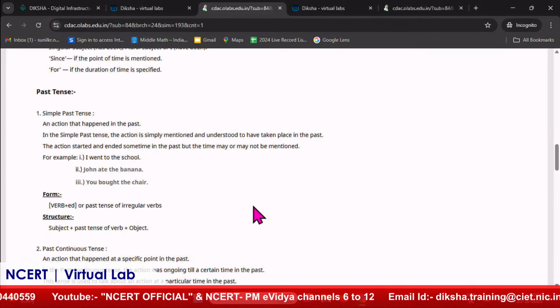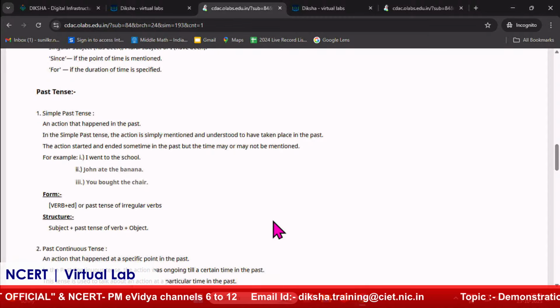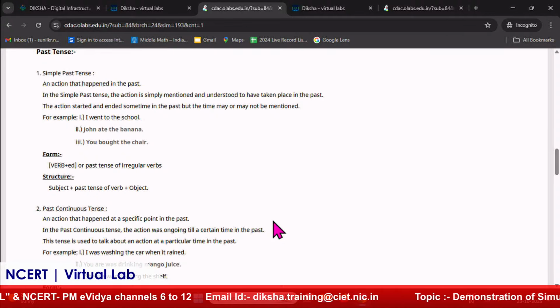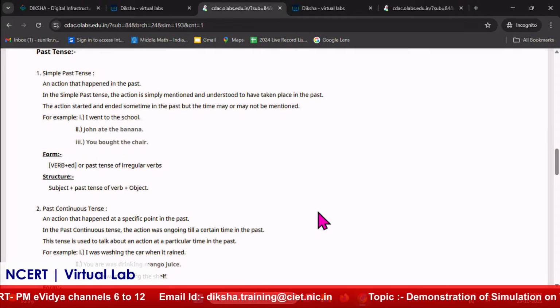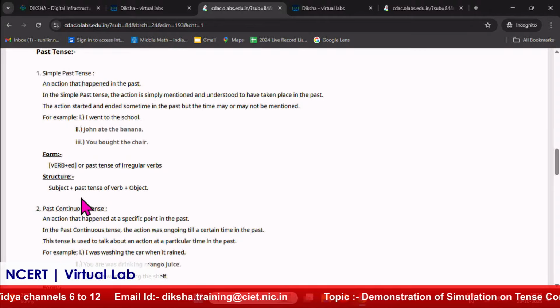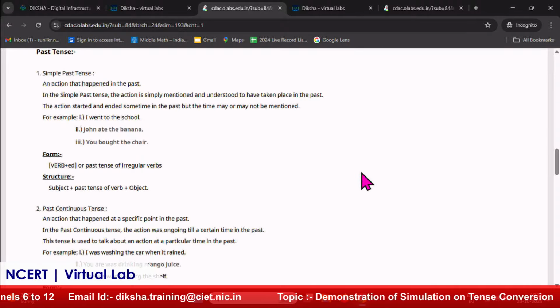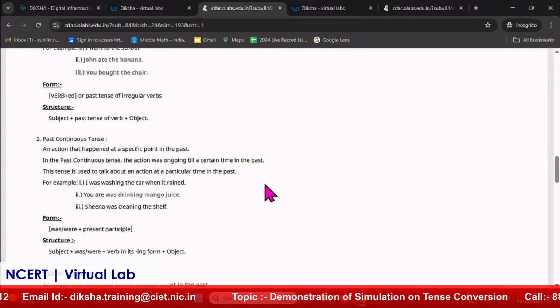John ate the banana, you bought the chair. These activities started and finished in the past. So the structure will be subject plus past tense of the verb plus the object. John ate the banana: the subject is John, the past tense is ate, and the object is the banana.